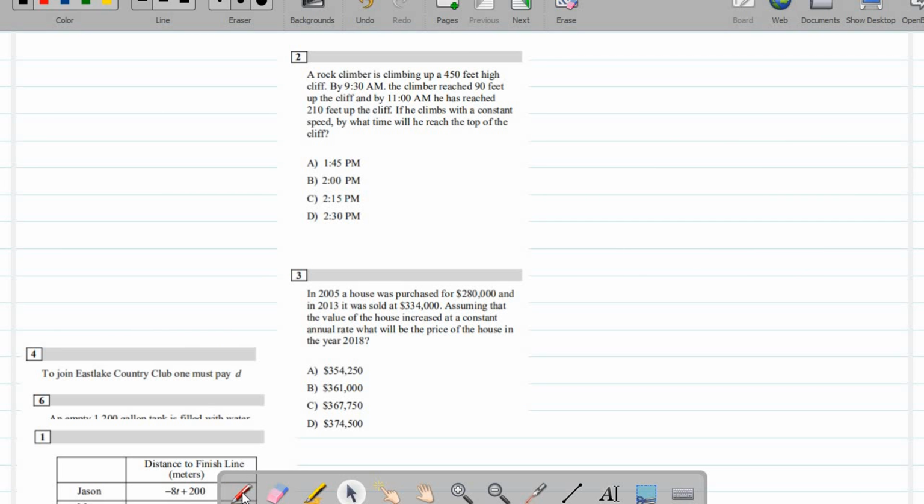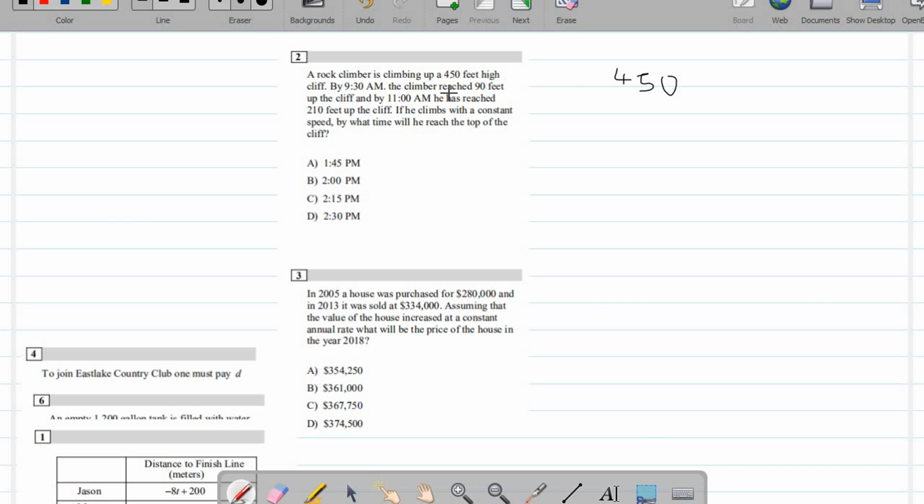Alright, looking at question number 2 here. A rock climber is climbing up a 450 feet high cliff. Okay, and by 9:30 a.m. the climber reached 90 feet up the cliff, and by 11 a.m. he has reached 210 feet up the cliff.